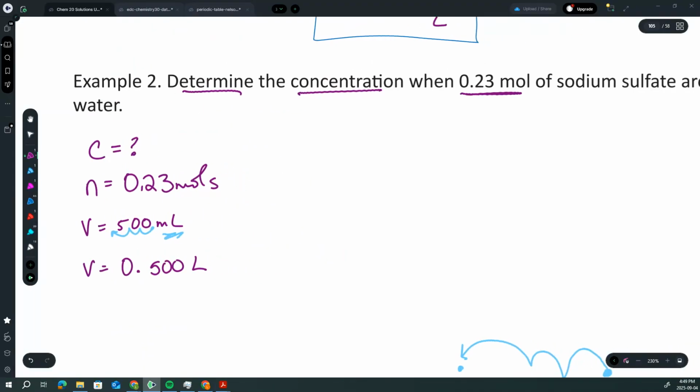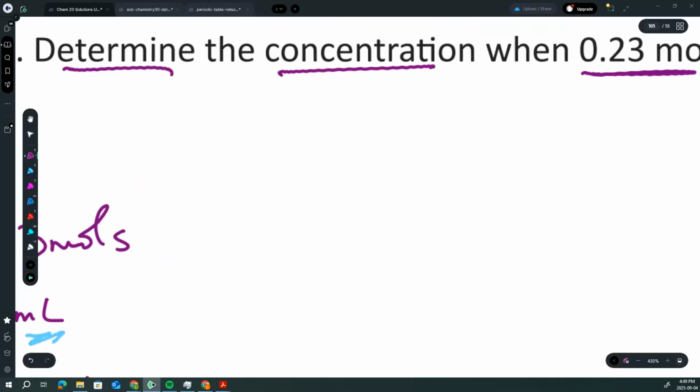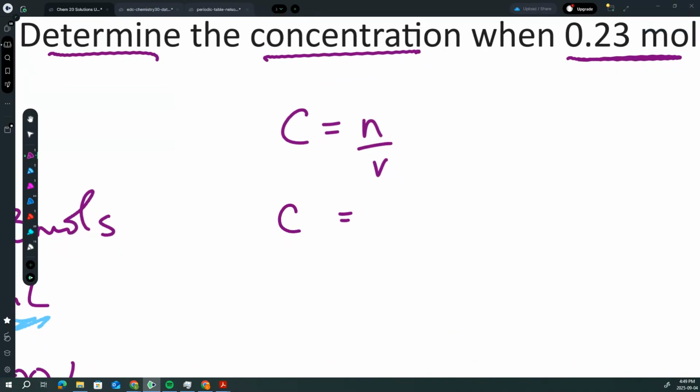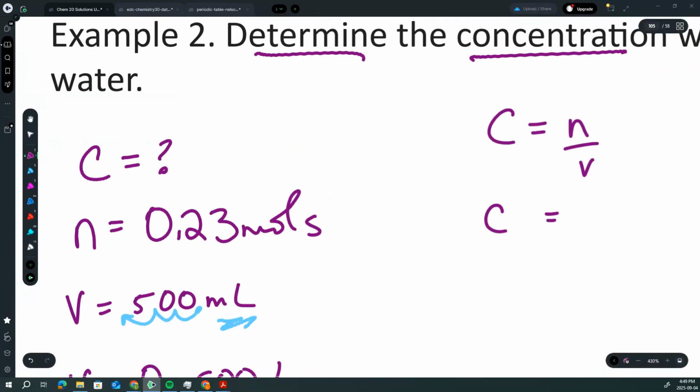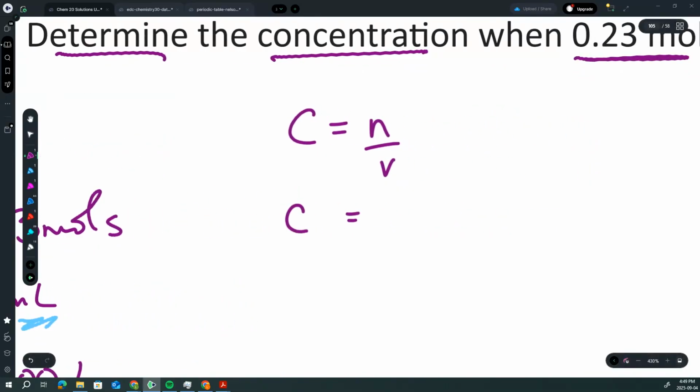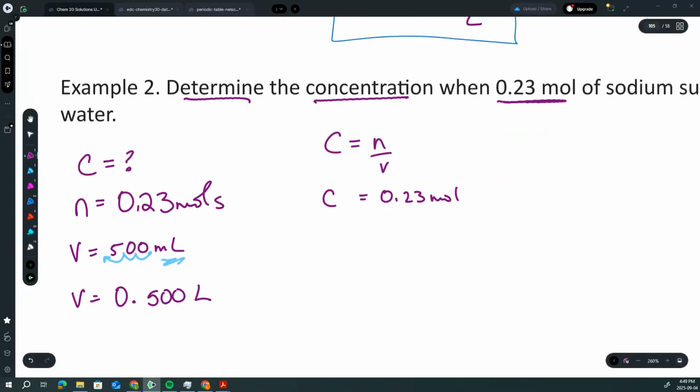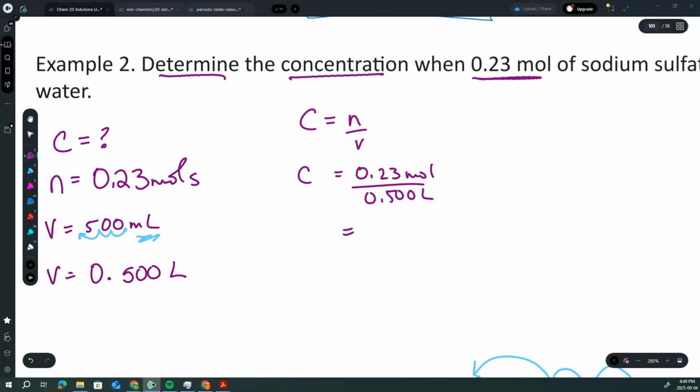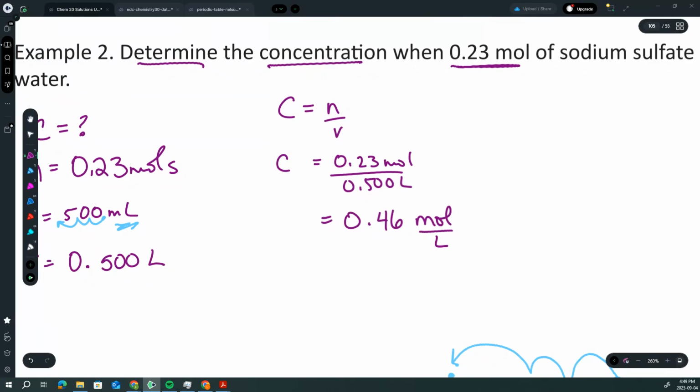All right, so now that we have the proper units for volume, I can get started with my formula. Concentration, we have no clue, so I'm going to leave that as C. Moles was 0.23 divided by 0.5 liters. So when we divide those two numbers, we're going to get 0.46 mole per liter. Okay.